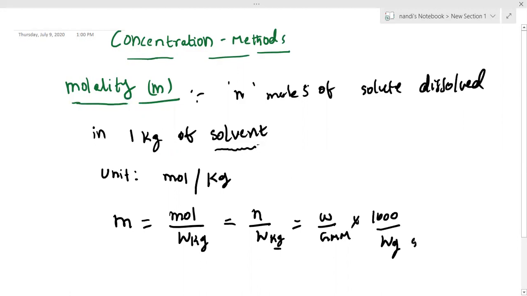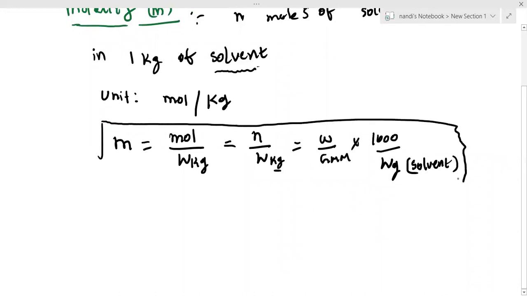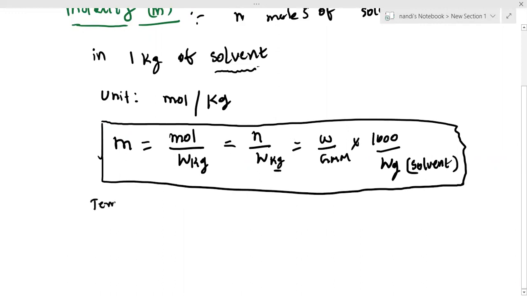But this is solvent. Keep in mind, most of the students make a mistake here only. So this is the molality formula. It is temperature independent, because in this formula there is no volume term. Volume is temperature dependent. That's why this is temperature independent.